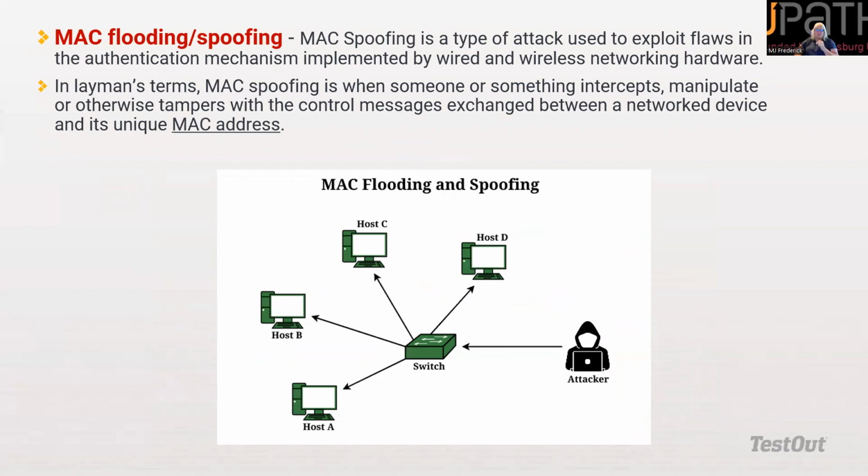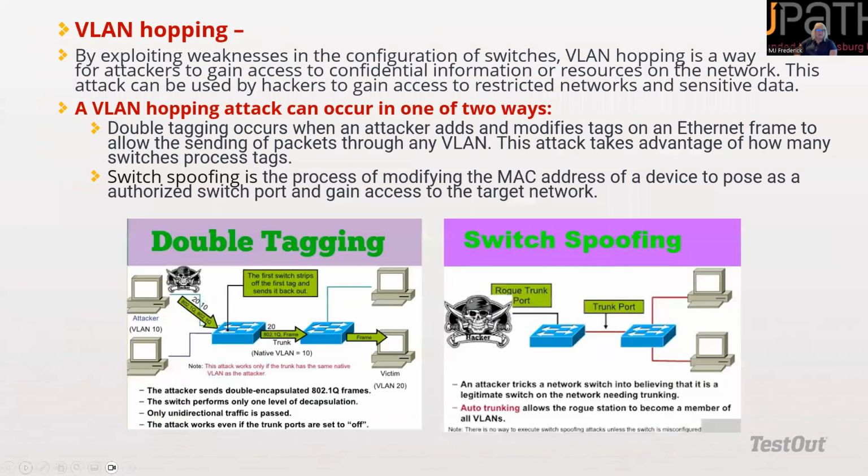So in layman's terms, MAC spoofing is when someone or something intercepts, okay, and manipulates or otherwise tampers with the control messages between the network device and that unique MAC address that we all have that doesn't change. That's what the spoofing is. And it doesn't matter if you're hardwired or if you're using wireless. It's intercepting, looking for those flaws in authentication. That's where this lies, in authentication. And that's what he's looking for. Now, VLAN hopping, there's two things we can do here.